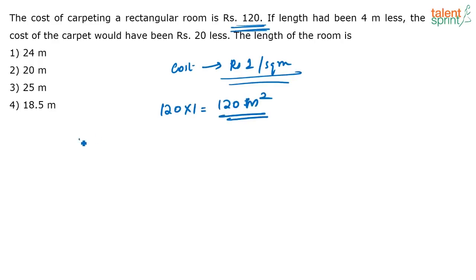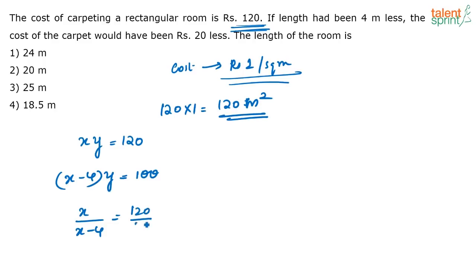If I assume that x is the length of the room and y is the breadth, the area is x into y, which is equal to 120, and my cost is also 120. Now the length becomes 4 meters less, so it is x minus 4, breadth is the same, and the cost is only 100 rupees. Just divide these two equations. You have x divided by x minus 4 equal to 120 by 100, that is 6 by 5, or 5x is equal to 6x minus 24, or x is equal to 24. So the length is 24 meters.